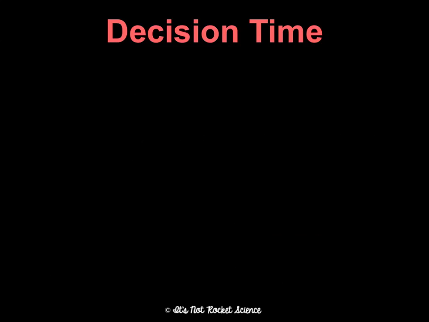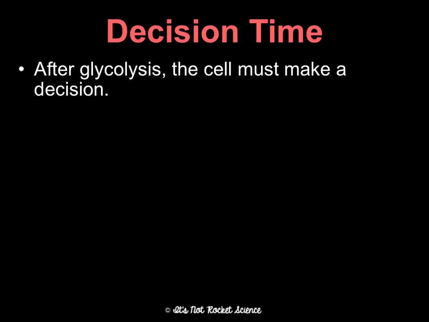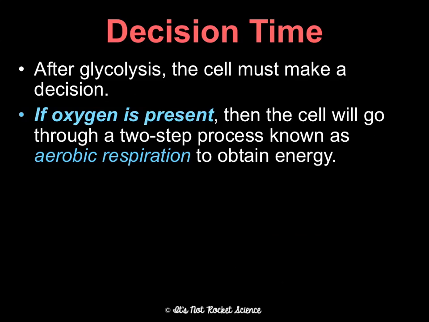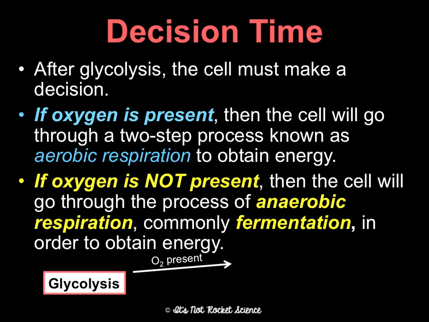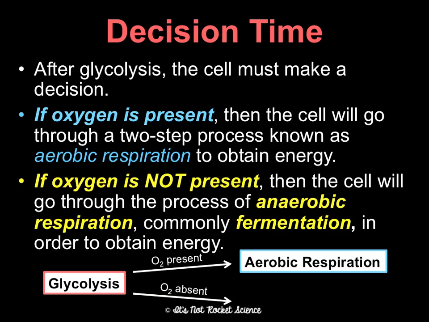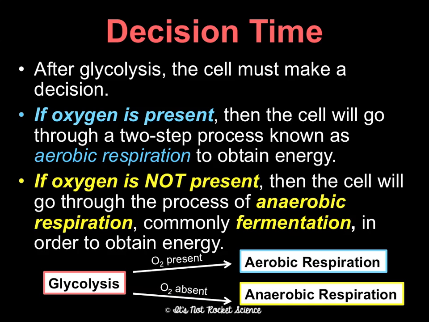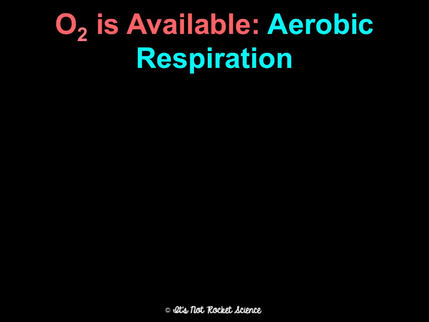All right, after glycolysis, the cell has to make a decision. If oxygen is available, the cell is going to go through a 2-step process called aerobic respiration to obtain energy. If it's not present, it's going to go through anaerobic respiration or fermentation. So we've got glycolysis. If O2 is available, we're going to do aerobic. If it's not, we're going to do anaerobic, and we're going to talk through both of these. So first, is oxygen available? We're going to do aerobic respiration.